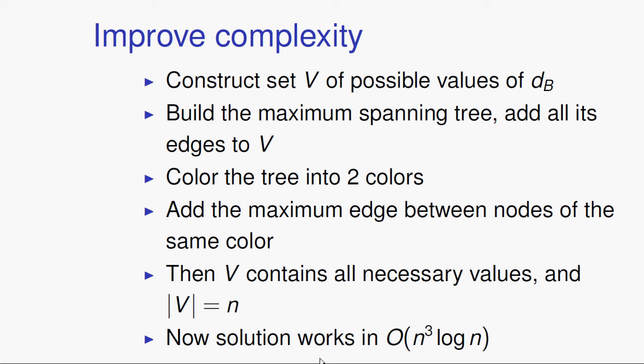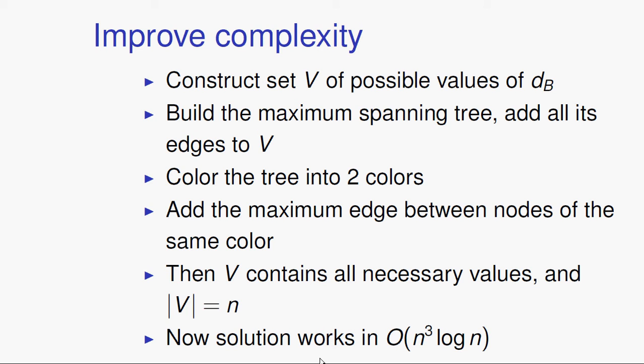So to construct that linear number of variants, we first build the maximum spanning tree on the graph of shipments, and the graph is built using the distance function. Basically there is an edge between each pair of shipments, and the weight of that edge is the distance between that pair of shipments. And then we build the maximum spanning tree, which is basically the same as a minimum spanning tree, but with maximum instead of minimum. And then we add all of the edges of this tree to the set V of possible values of dB. But that's not enough yet.